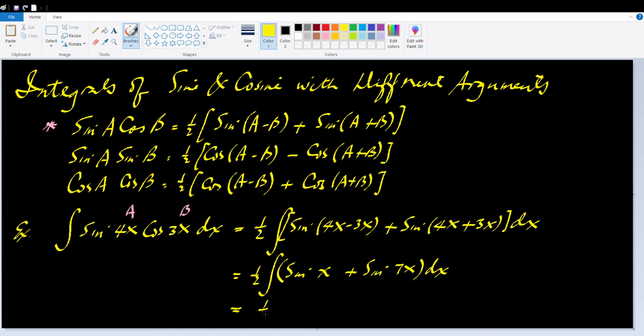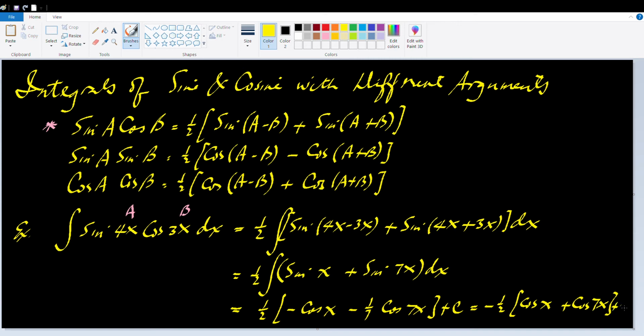We have 1/2. The integral of sine x is negative cosine x, and the integral of sine 7x dx is negative 1 over 7 cosine 7x plus c. We can factor the negative sign, thus we have negative 1/2 quantity cosine of x plus cosine of 7x plus c.